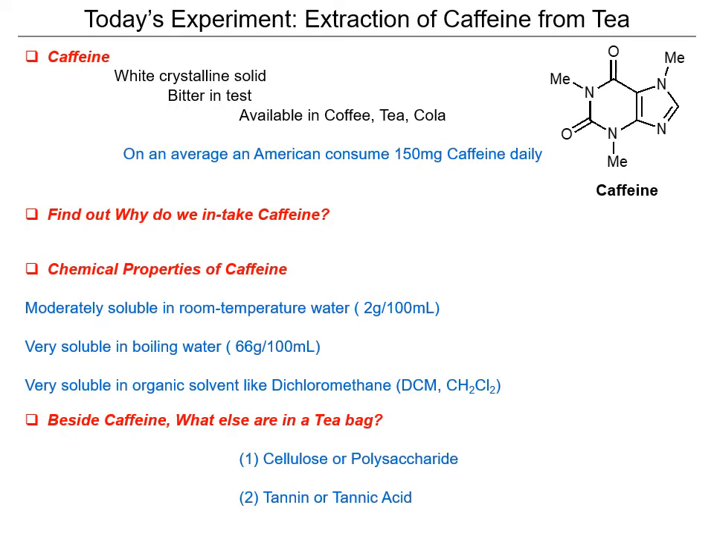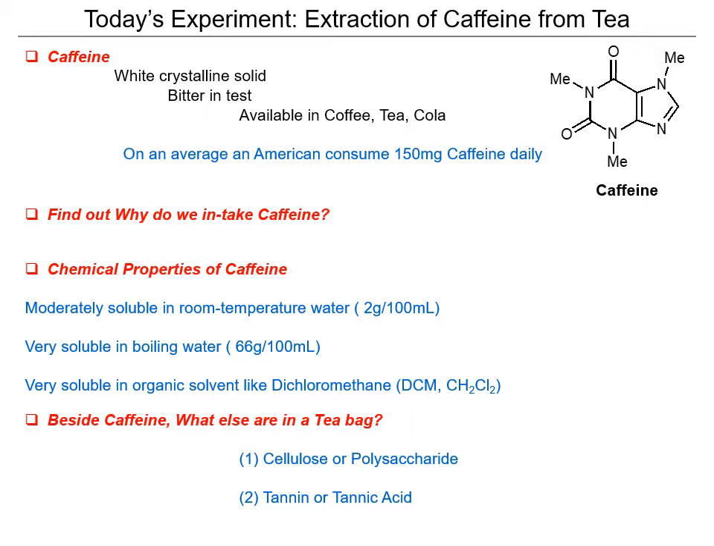Caffeine is a white crystalline solid. It has a bitter taste. You'll find out that there's a lot of things with caffeine in them whenever you buy coffee, tea, or soda. Any of those things all contain caffeine. Americans consume a lot of caffeine. We consume about 150 milligrams of caffeine daily.